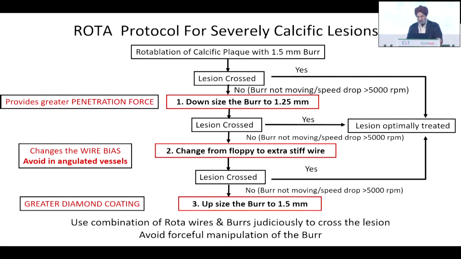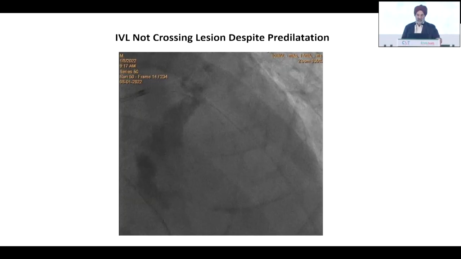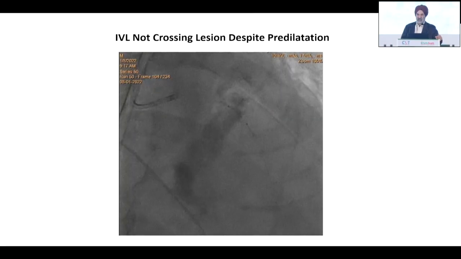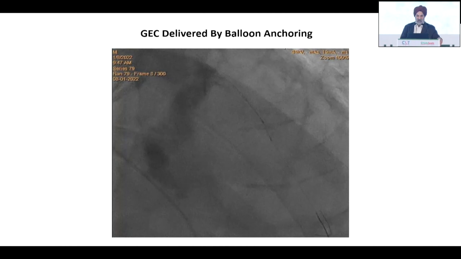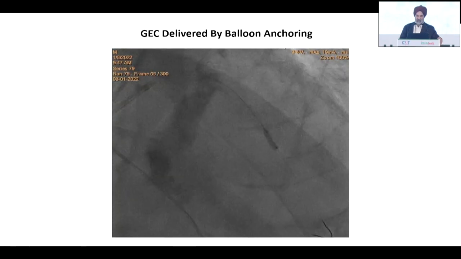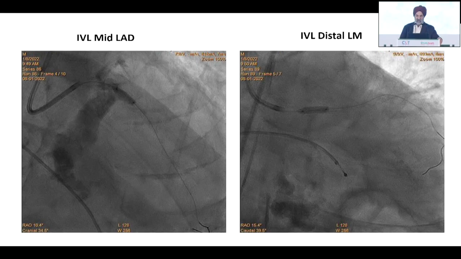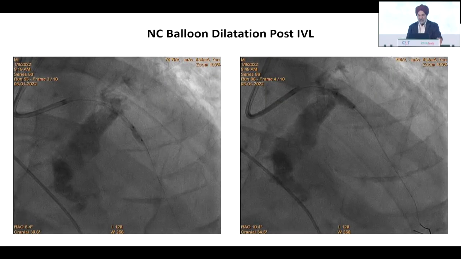What is important is that you should avoid forceful manipulation of these burrs. Once this was done, we did dilatation, and post-dilatation, we thought we are going to use IVL here because there was a lot of calcium which we had visualized. Our IVL balloon didn't cross, so we had to use a guide extension using the balloon anchoring technique. We got the guide extension in, and post that, we did the IVL of the proximal and distal left main. And thereafter, we did adequate dilatation.